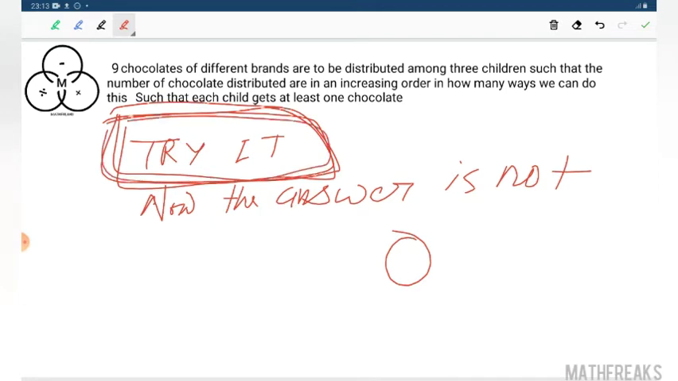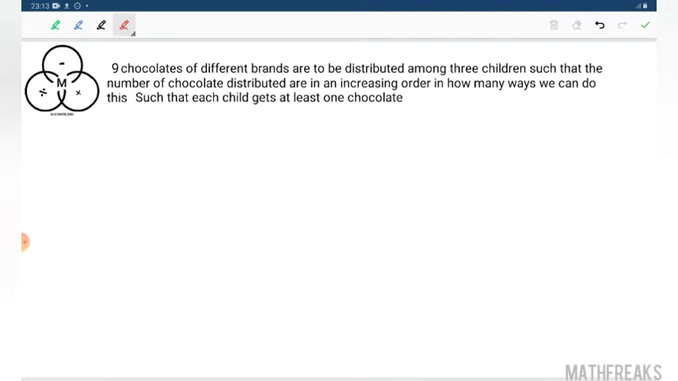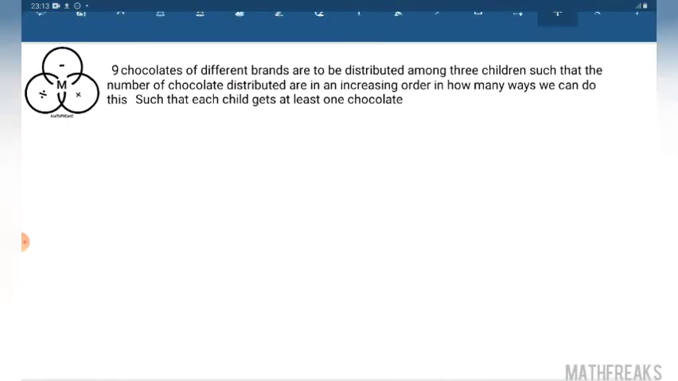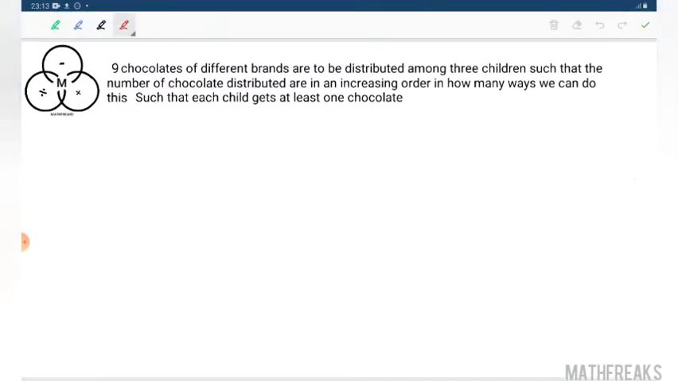Nine chocolates of different brands are to be distributed among 3 children such that the number of chocolates distributed are in an increasing order. In how many ways can we do this such that each child gets at least one chocolate? The question is the same. Now the number of chocolates has increased since there was a shortage of chocolates in the previous question.